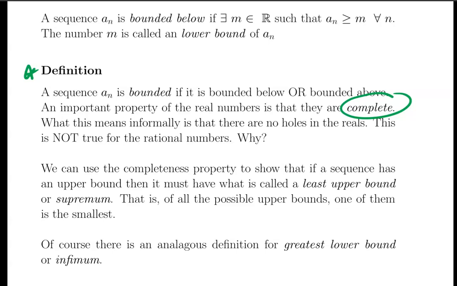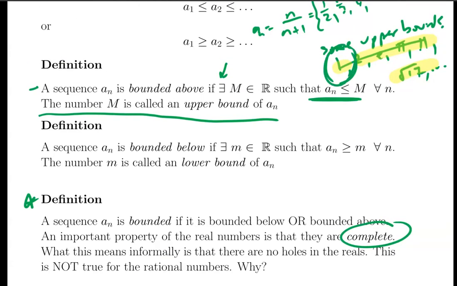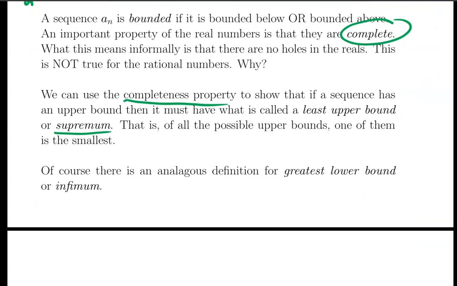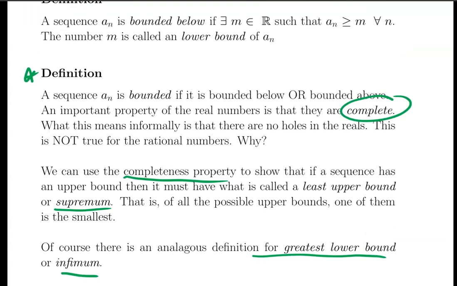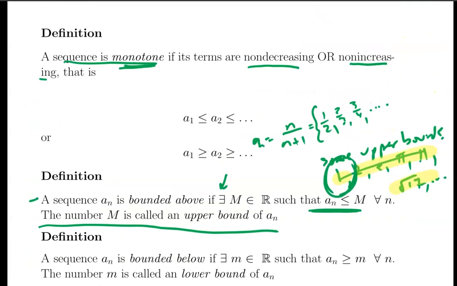This completeness property can show that if a sequence has an upper bound, then it has to have a least upper bound. The fancy name for that is supremum. In other words, of all the upper bounds, one of them has to be the smallest. In this example, the supremum is 1. It's the least upper bound, LUB. And of course, there's also a greatest lower bound, and that's called an infimum. Real nice, dollar words there. Again, this is outside the scope of this course, but it's nice to mention some things like that. What do you need to know? You should know what an upper bound and a lower bound is, and monotone.